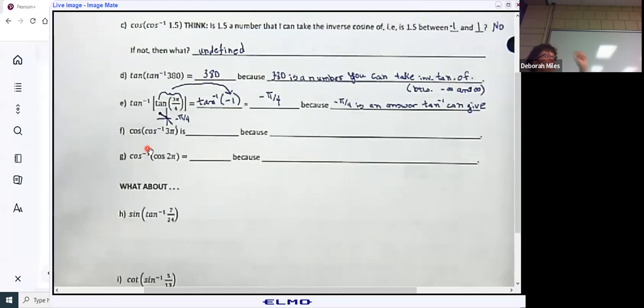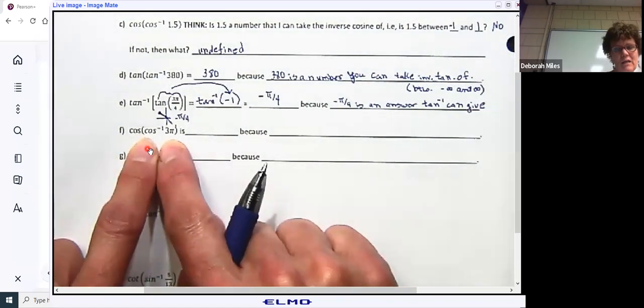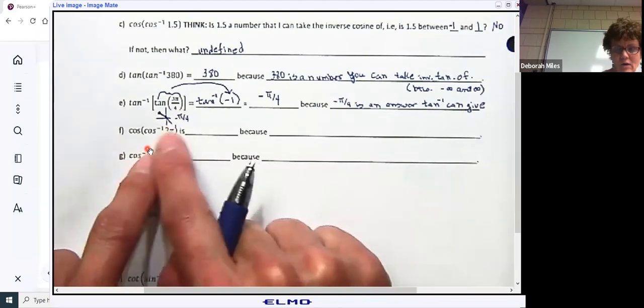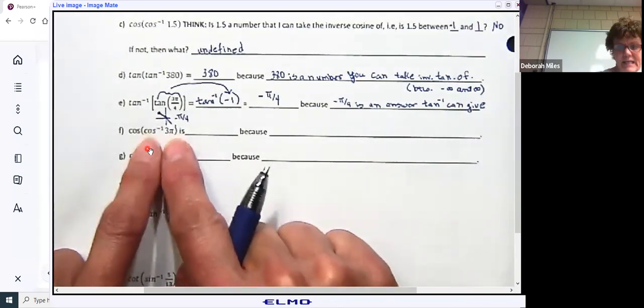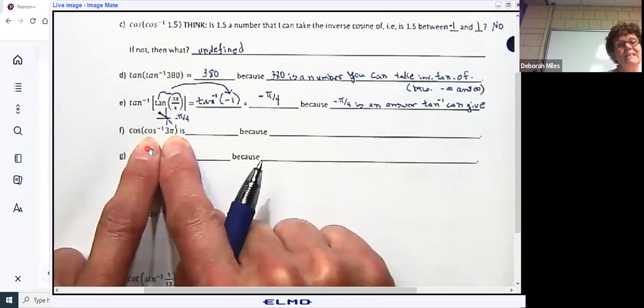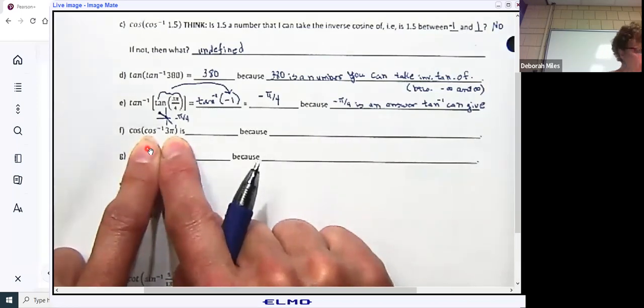It's not in the domain of inverse cosine, because what numbers can I take the inverse cosine of? -1 to 1, and 3 pi is getting close to 10. I can't take the inverse cosine of 3 pi. Can I do the workaround where I work the inner part? No, nothing I can do about this, because the inner part is taking the inverse cosine of something that's about 10. That's not possible.